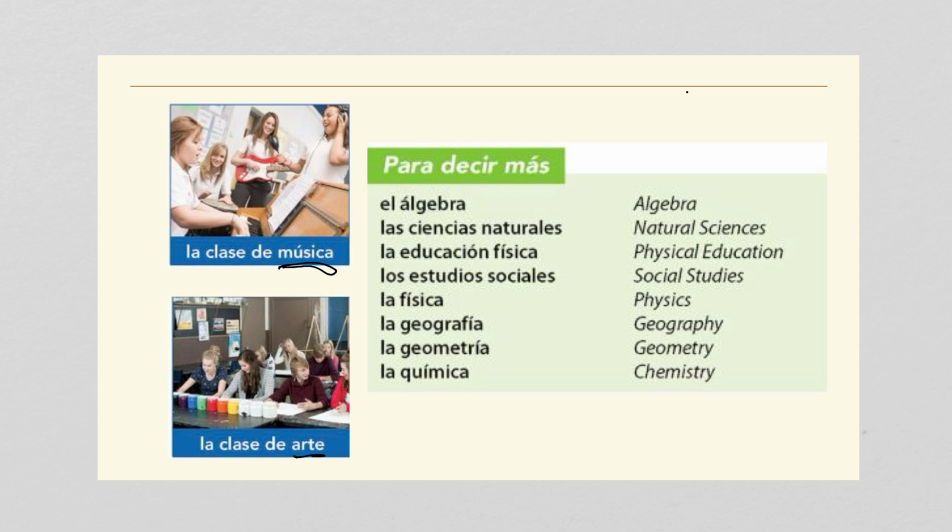And then we have another selection of classes, el álgebra, las ciencias naturales, la educación física, physical education. We can call this PE, or we can call it gym. Los estudios sociales, la física, la geografía, la geometría, and la química. Remember, it doesn't quack when you have a QU in Spanish. It's a K sound, so química.